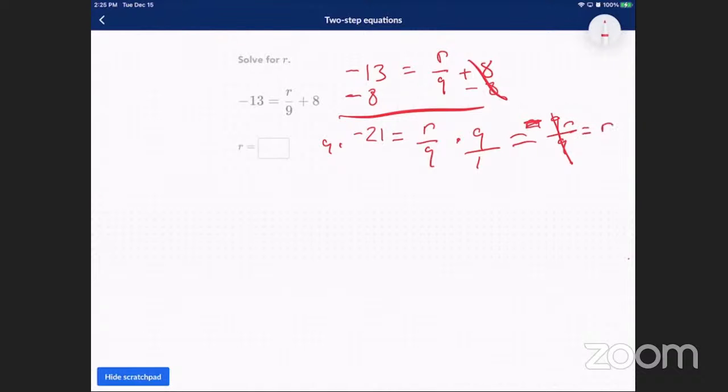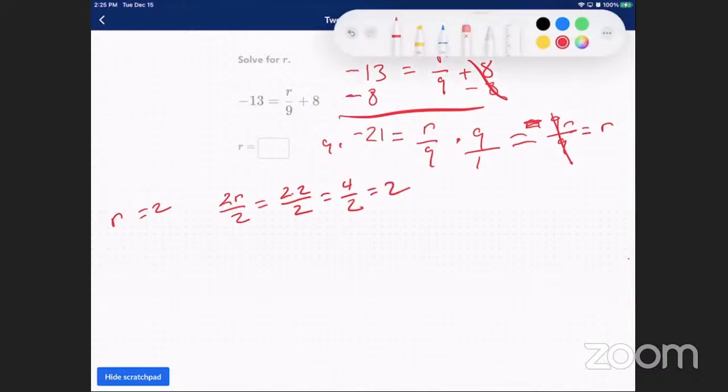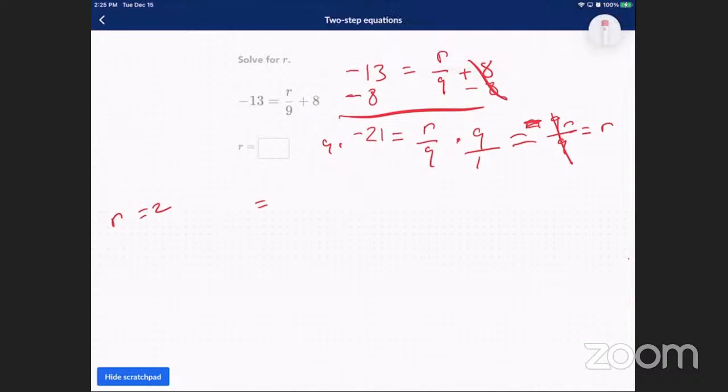If my calculations are right, this is going to be negative 189. And then now we do negative 189 over 9. Now we have negative 189 over 9 plus 8. Yeah, and then plus 8 equals 13. So the answer is negative 189.